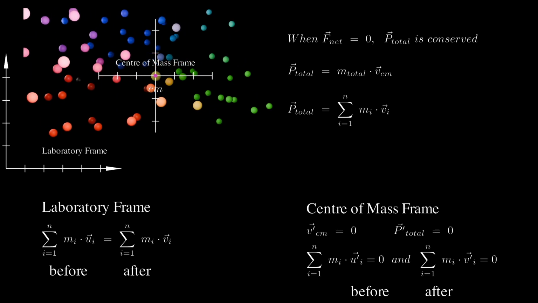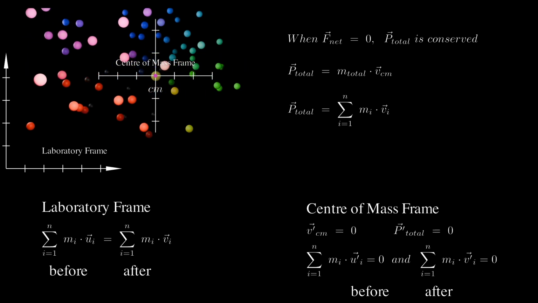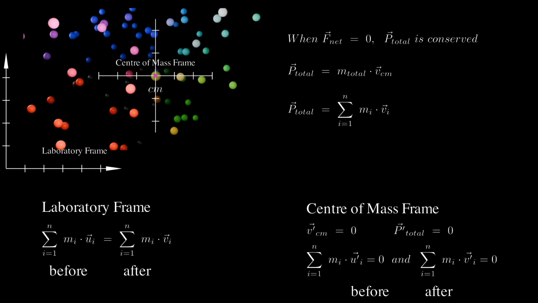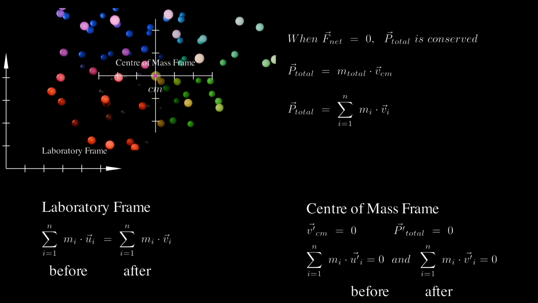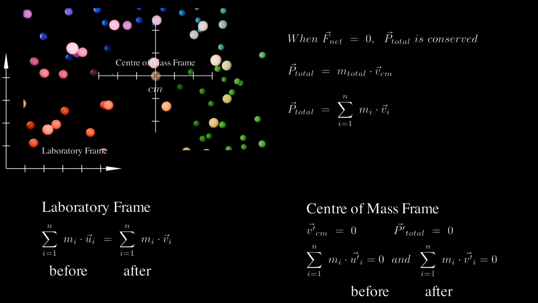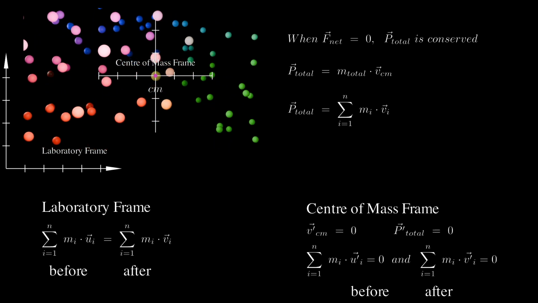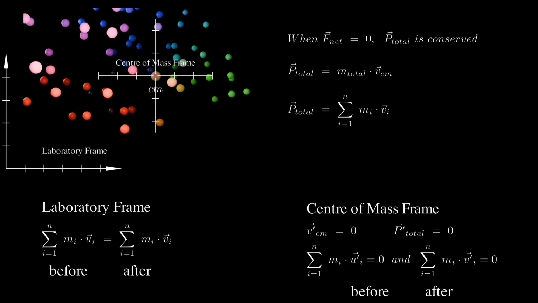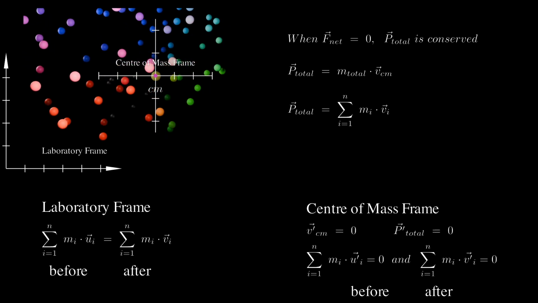The center of mass frame becomes particularly useful for analyzing internal interactions and collisions. By transforming to the center of mass frame, we can simplify calculations significantly. This is because, in this frame, the net momentum of the system is eliminated, allowing us to focus solely on the relative motions and interactions of the particles.